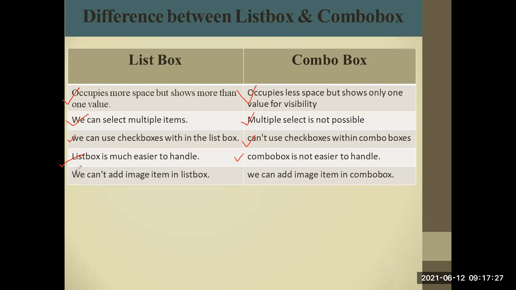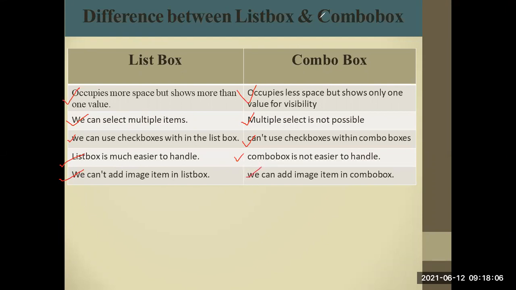Fine. So the next and last difference between these two is that we cannot add an image item to the list box. This is one of the drawbacks of the list box. We cannot place an image item in a list box. Suppose you want to add an image, it is not possible with the list control. However, this feature can be added to the combo box. That means adding an image to the combo box is available. We can add an image option to it. Just remember these few points.